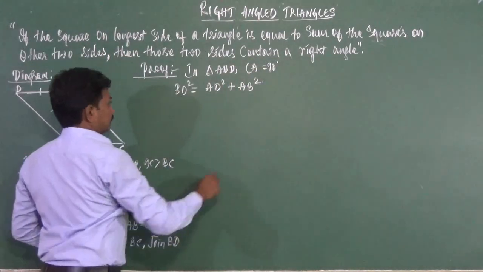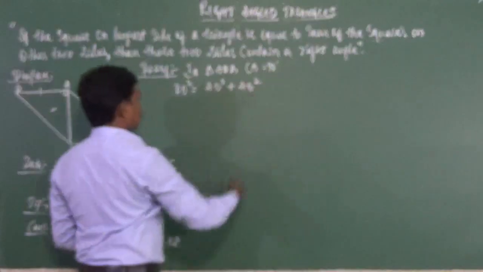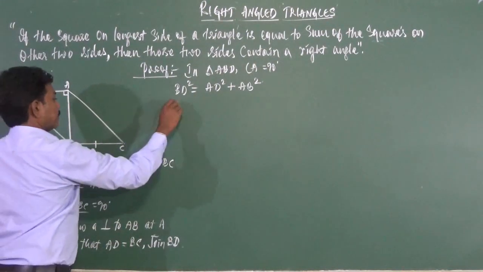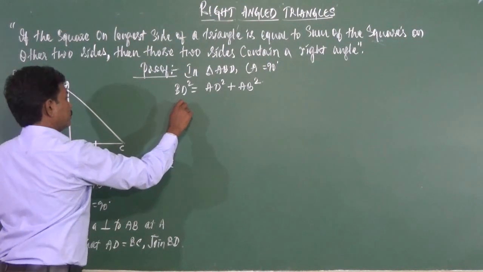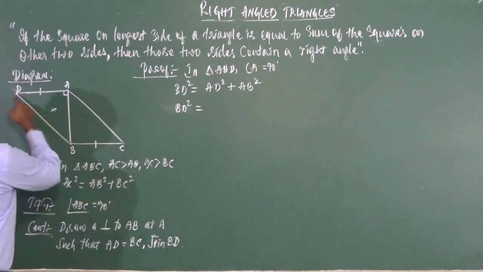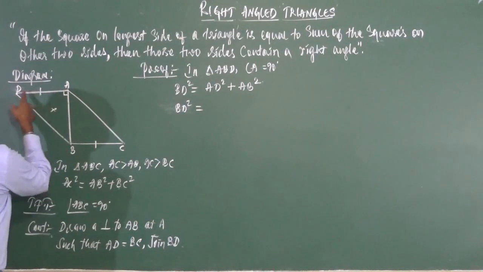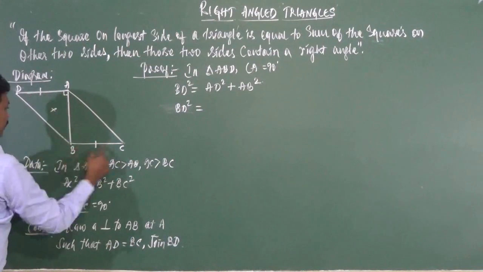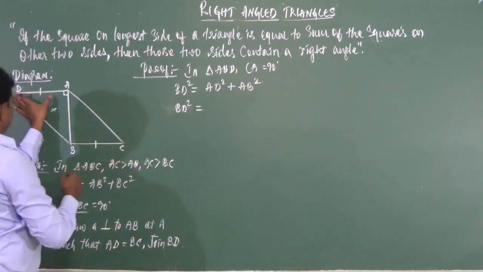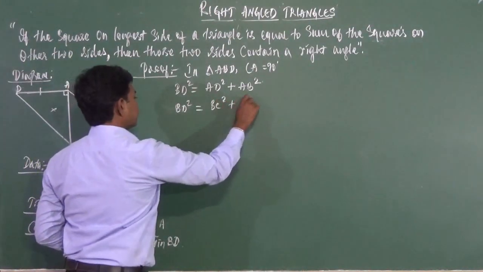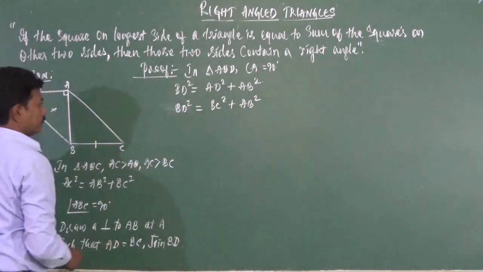Right. So this is according to the construction we have got this, right? But we can do like this. So BD square is equal to, instead of this AD, I am going to write BC, because AD is equal to BC. So instead of AD square, I am going to write BC square. BC square plus AB square, right?